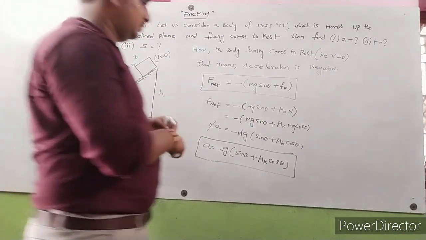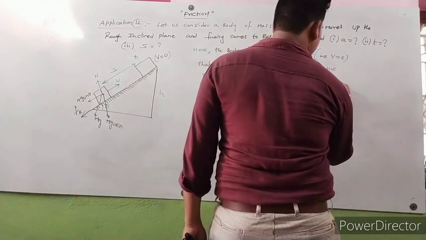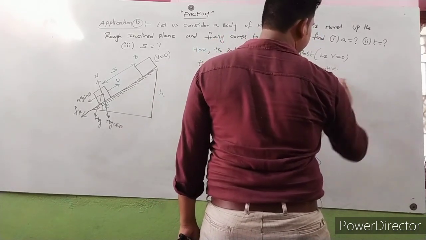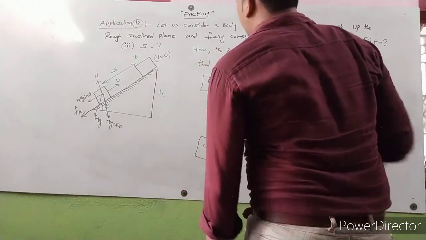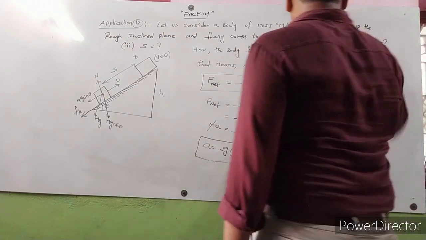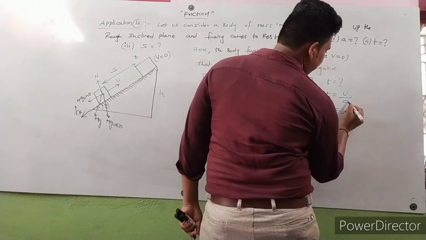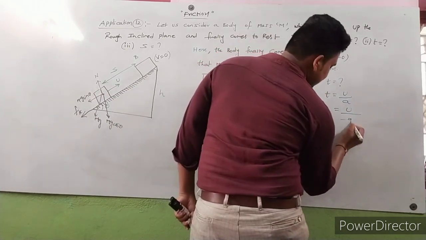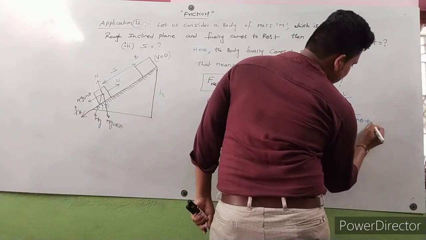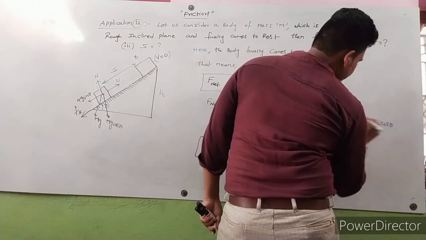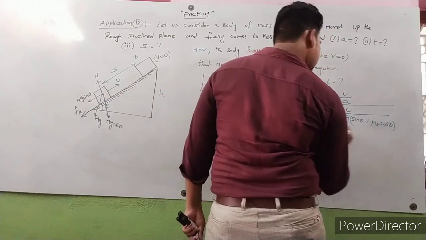How to find the time? Time t is equal to u by a, since the block moves up the inclined plane. Here u is u, and a is minus g into (sin theta plus mu k cos theta). So this is the time value.